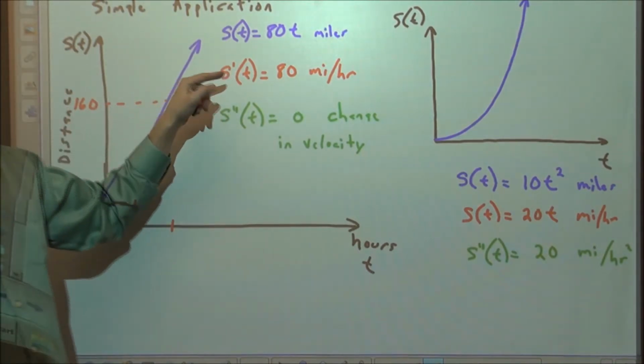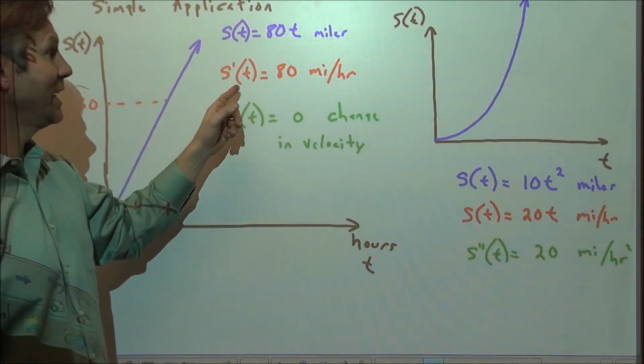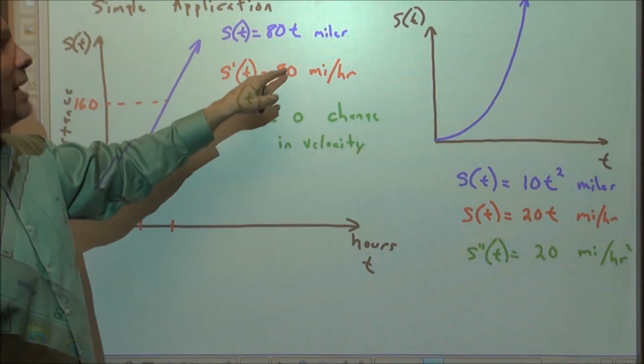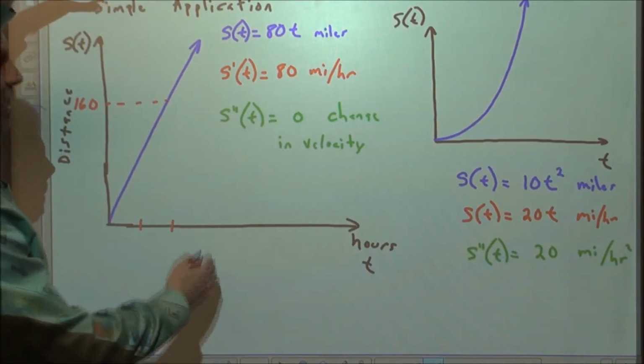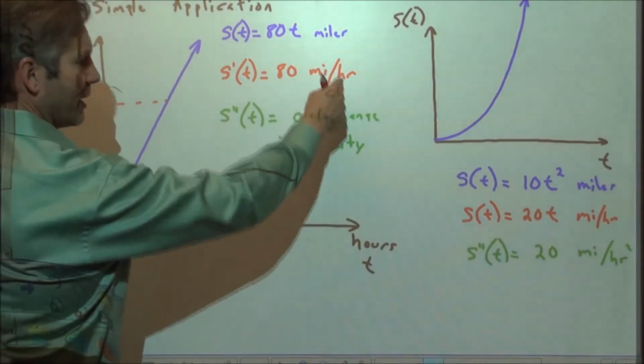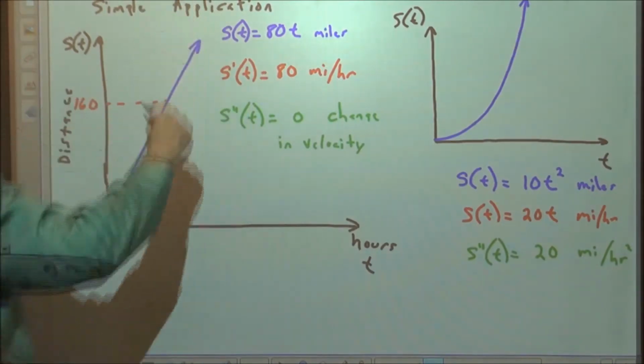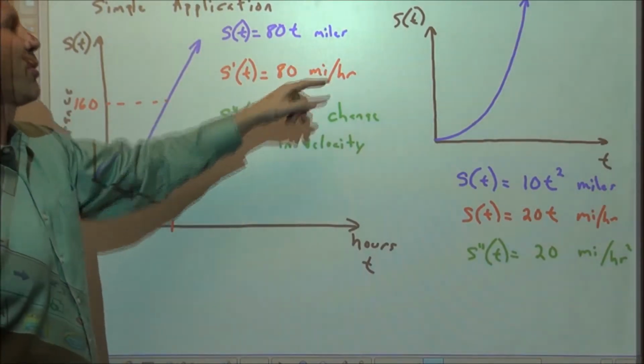So the first derivative we refer to as our velocity. How is this function changing? It's changing at a rate of 80 miles. Y is going up by 80 for every hour that goes by because the x-axis is hours. So first derivative is a rate of change. We're driving at 80 miles per hour.